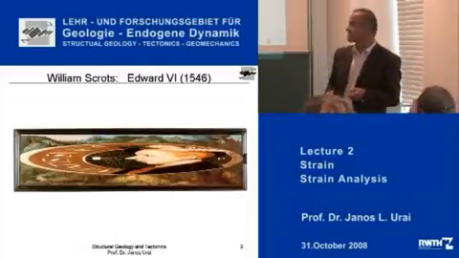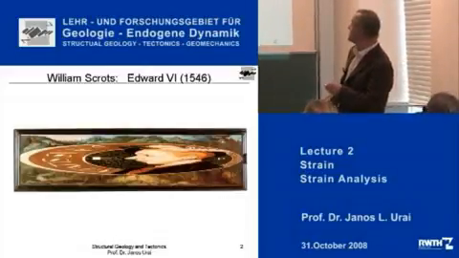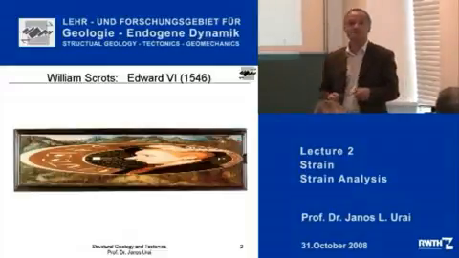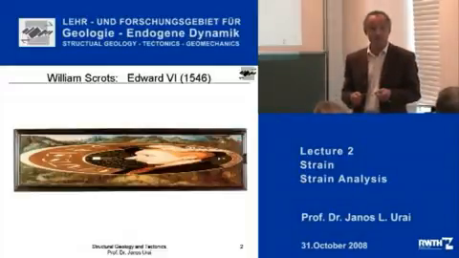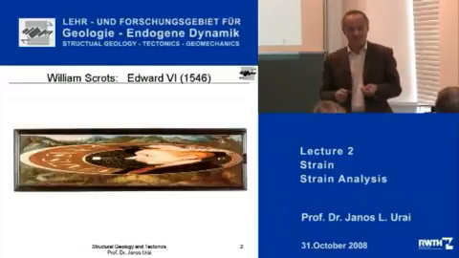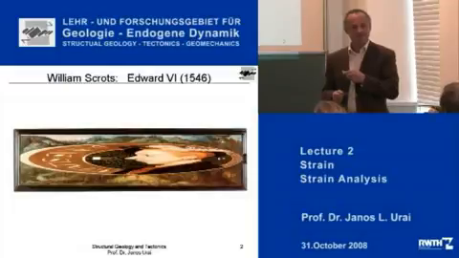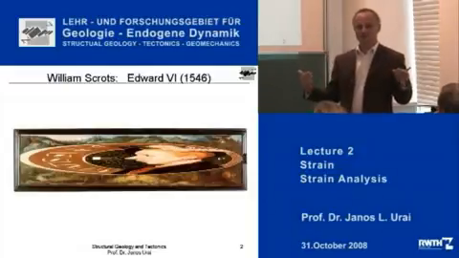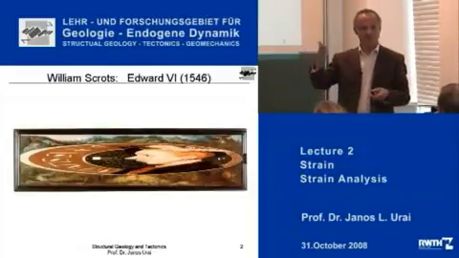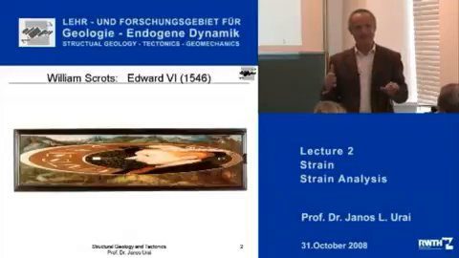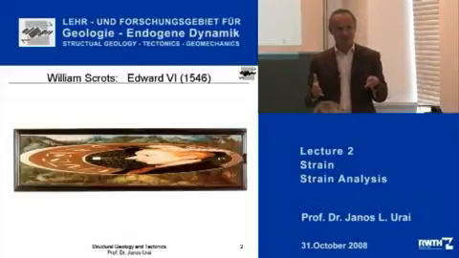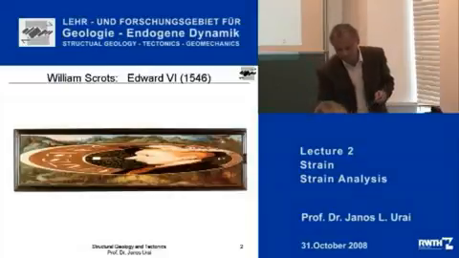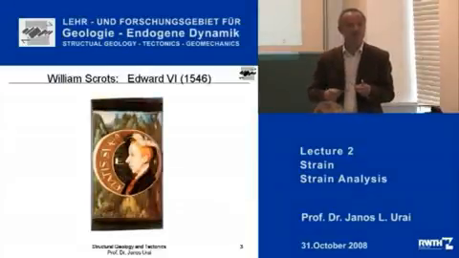And here is a very nice example. This is an actual painting by William Scrots, painted in 1546. And he painted King Edward VI. Why do you think that this painting looks like this? The reason is that he had to paint it to fit in a very long corridor. And when the king came into the corridor, he had to see himself. What the king had to see is this.